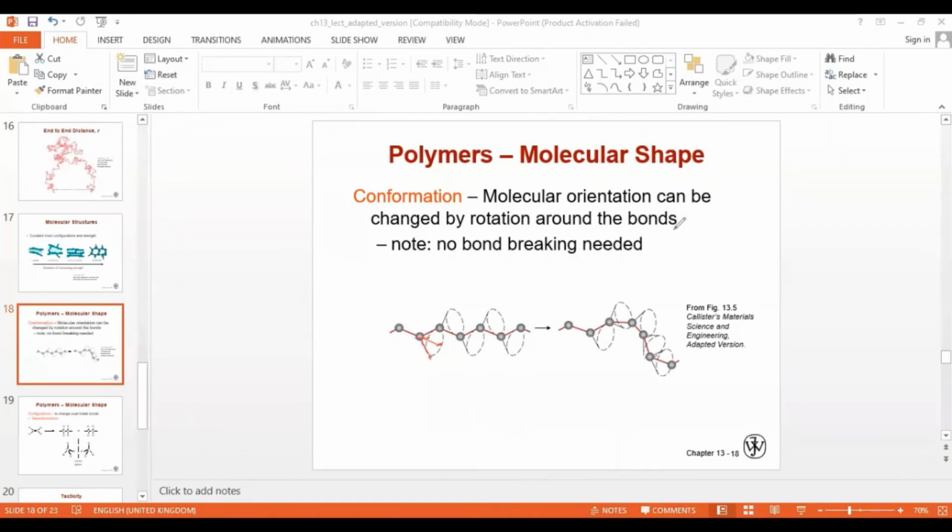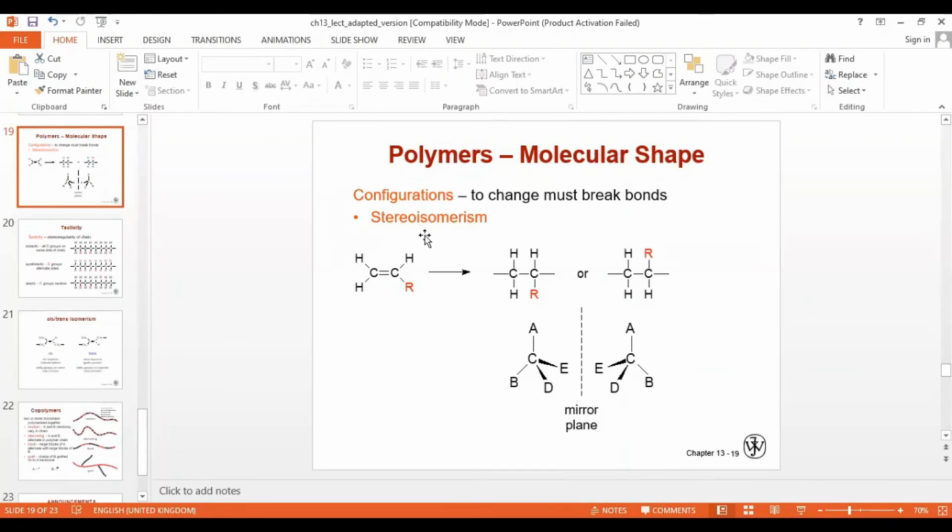So molecular orientation can be changed by rotation around the bonds, no bond breaking needed. So this is a linear kind of structure. If you bend it, that will bend, right? No problem. If you just imagine a polythene bag, you can take a polythene bag, and if you fold it, that will be folded. No? So that's the thing. So they can change the direction without breaking the bonds.